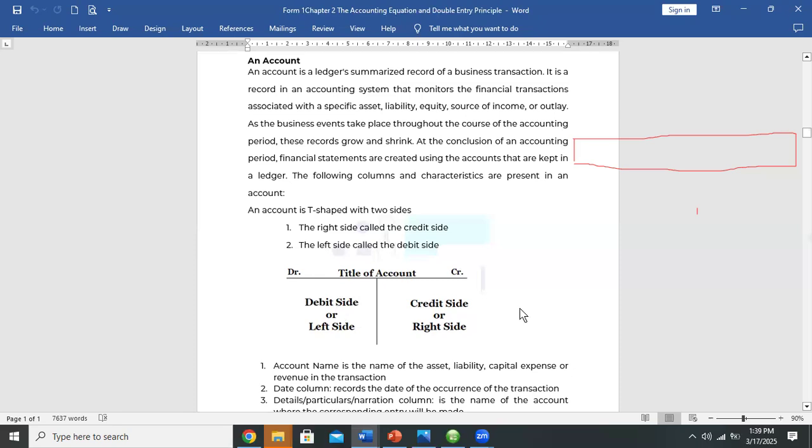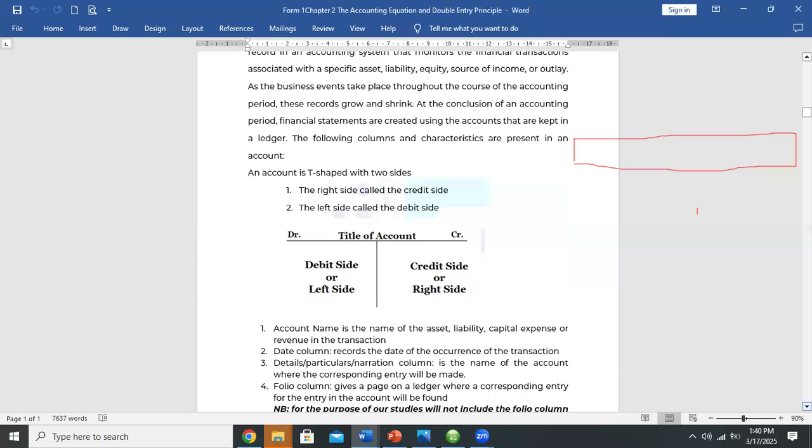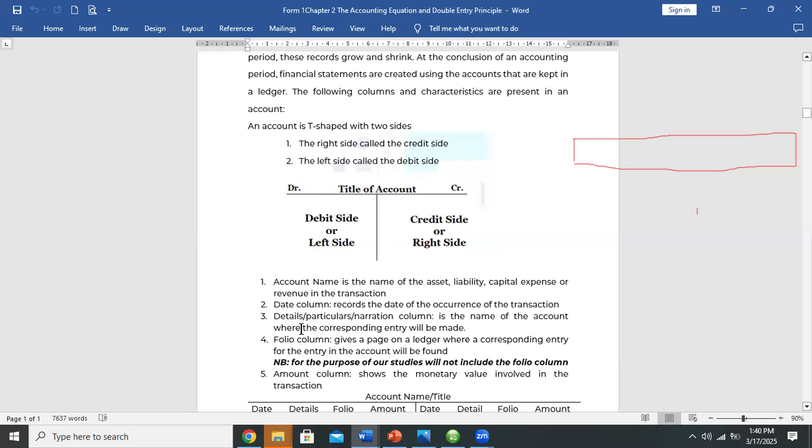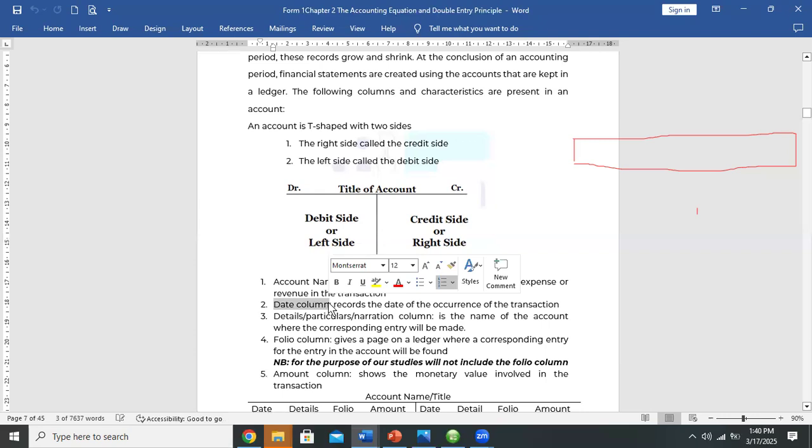And I told you that the details you need there to record are normally the date the transaction occurred. So as you see the date here, is it 1st January 2025 or 25th April? The date is the first one. The other thing you need is the details or particulars. Normally, it is the name of the corresponding account. Because as you know, the double entry says when you debit here, there should be a corresponding credit here.